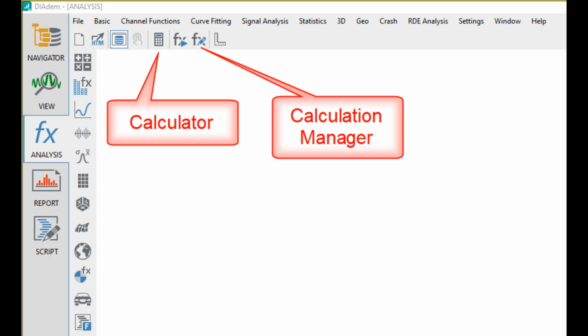You can perform custom channel calculations using the calculator and the calculation manager. The calculation manager is recommended over the calculator for several reasons, as will be demonstrated by the examples that follow.